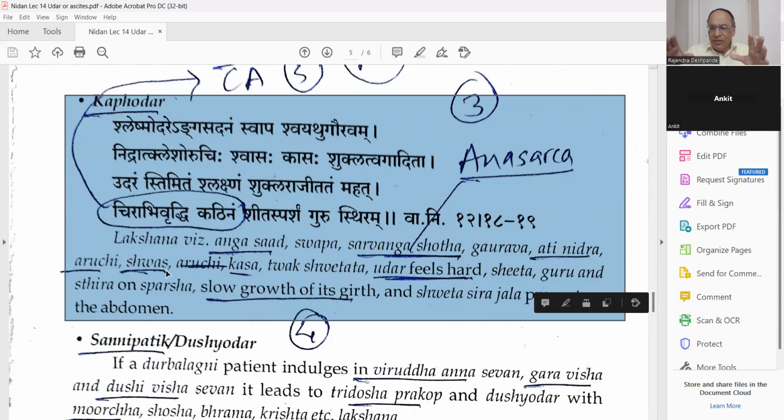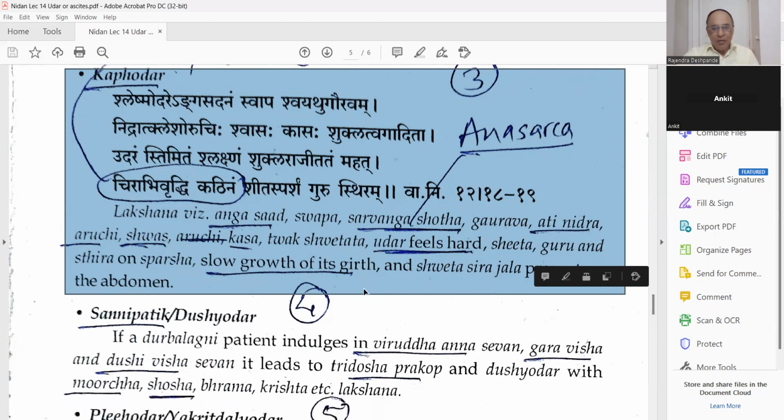Please write down, it is not asthma. Breathlessness, because from below there is a pressure of the water on the diaphragm. Udara vyadi, jatodakavastha. Okay. Then the abdomen will feel hard, with slow growth of its circumference, like that. Now we will go further.